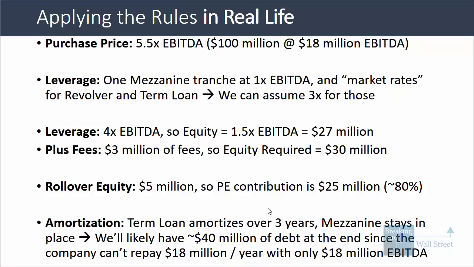We don't know exactly how much it'll be, but we can estimate this very roughly and say that they'll probably have around 40 million of debt left over at the end. They're not going to be able to delever completely because they won't be able to repay the full 18 million each year. So we're just approximating this and saying about 40 million of debt left over at the end.